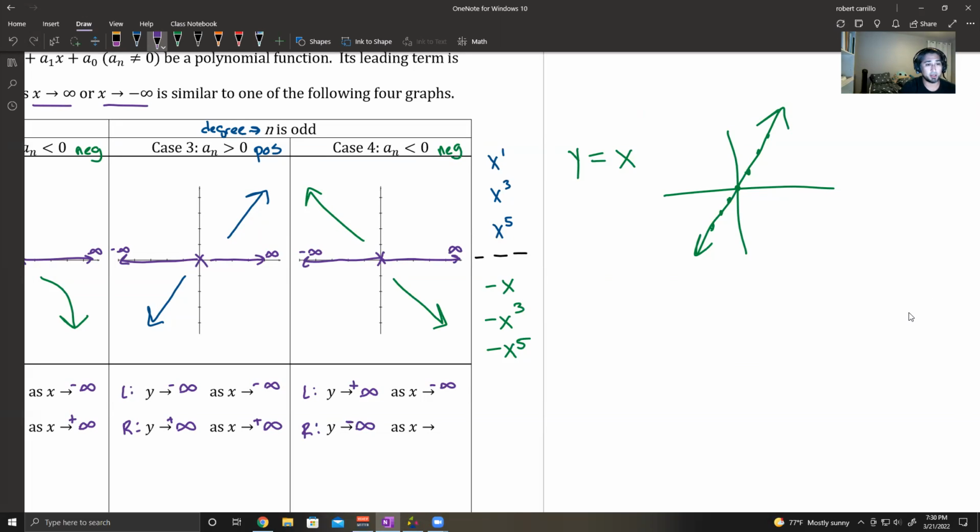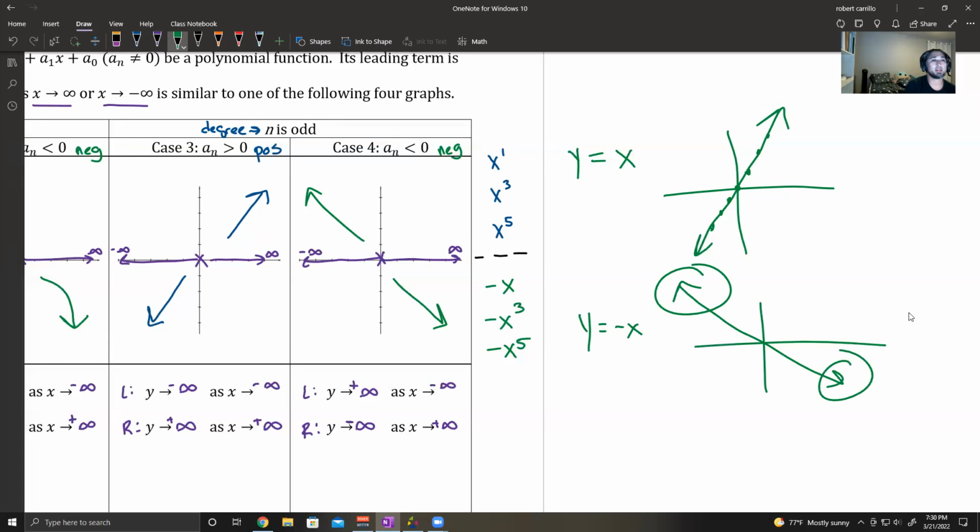So now that's for any negative odd degree function. So all we would do for that example, let's say I did y equals negative x, then my graph would just look like that, where it would share the same end behavior as a negative odd function.